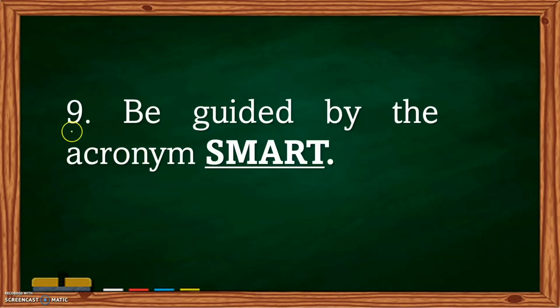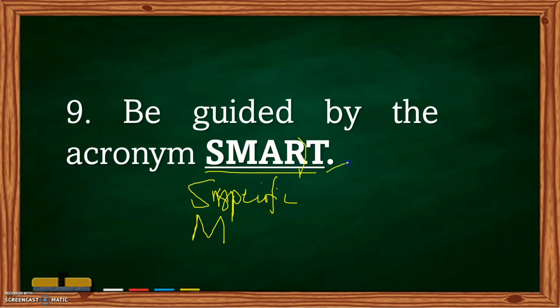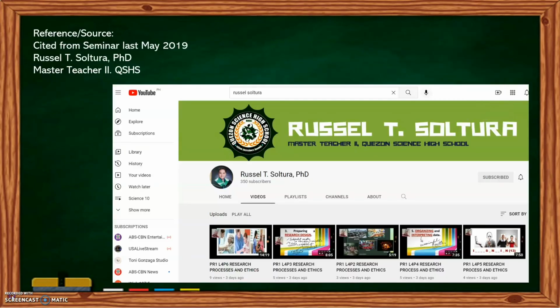Okay. And of course, number 9, it should be guided by the acronym SMART. What does SMART mean? Okay, SMART stands for S for specific, M for measurable, A for achievable, R for realistic, and T for time-bound.